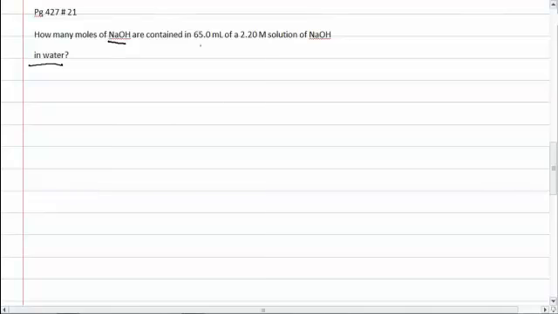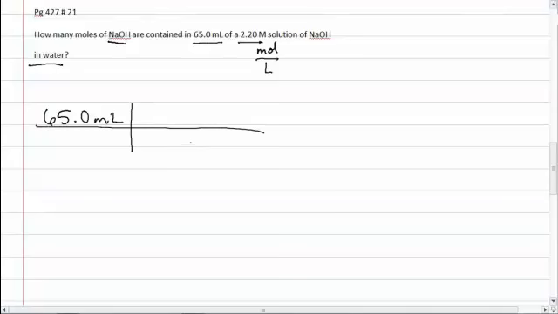We start by looking at what we need to do here with milliliters and molarity. Molarity can get changed to moles per liter, and we can use that as a conversion factor, or we can use the equation as we did above. And so in order to use the 65.0 milliliters, we need to get milliliters to liters first. So if we start with the 65.0 milliliters, we want to get milliliters to liters. There's 1,000 milliliters to 1 liter.